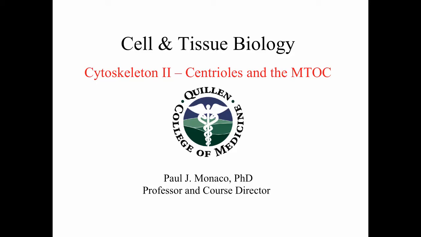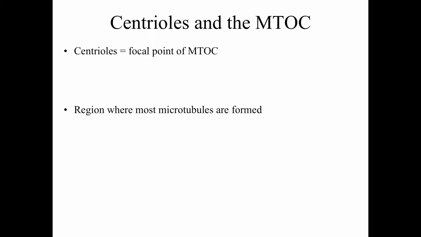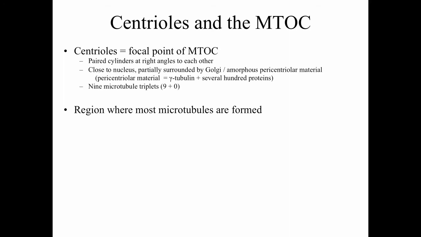This is our second podcast on the cytoskeleton, and here we're going to talk about centrioles and the microtubular organizing center. Centrioles are, of course, the focal point of the microtubular organizing center, and these are paired cylinders. They sit at right angles to each other. They're close to the nucleus. They're generally partially surrounded by the Golgi, and they're associated with an amorphous pericentriolar material.